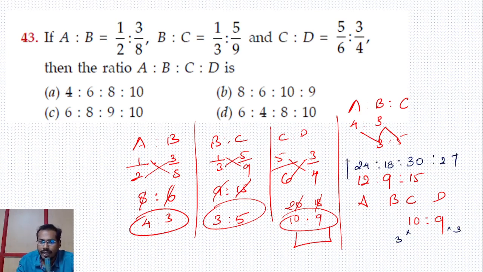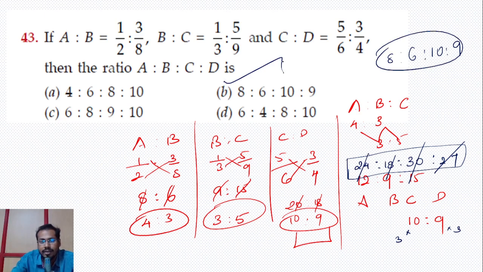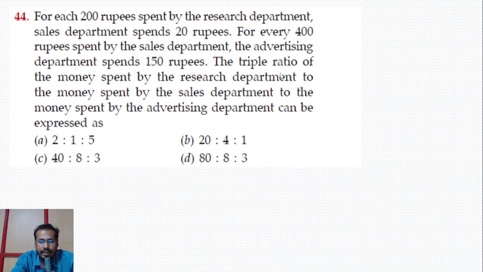Okay. Now look at the numbers, guys. If this answer is not given in the options, don't panic. Actually, there is one more step we need to do here, because all these numbers are multiples of 3, right? So 3 into 9, 27, and 3 into 10, 30, and 3 into 6, and 3 into 8. So our answer is option B. Is it right? Okay. Next question.